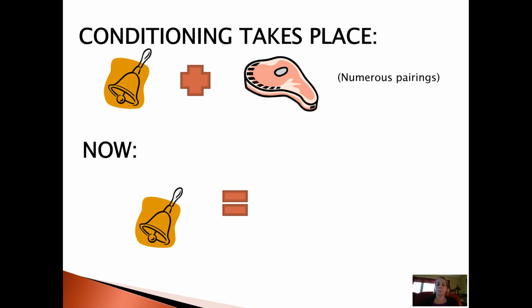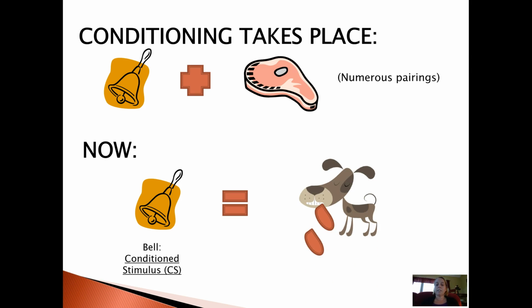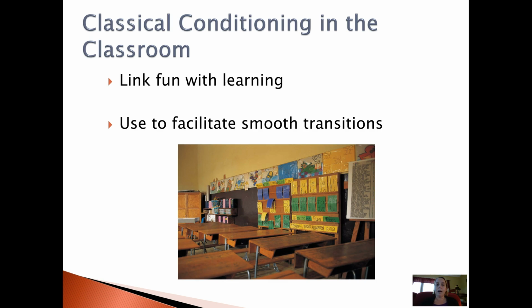So after the multiple pairings, when the bell is rung, it becomes now a conditioned stimulus. Why conditioned? Because it's a learned stimulus, because now it salivates, and this was a learned response or a conditioned response. So that's just kind of a quick recap on good old Pavlov. Now let's talk about it more in terms of the classroom.